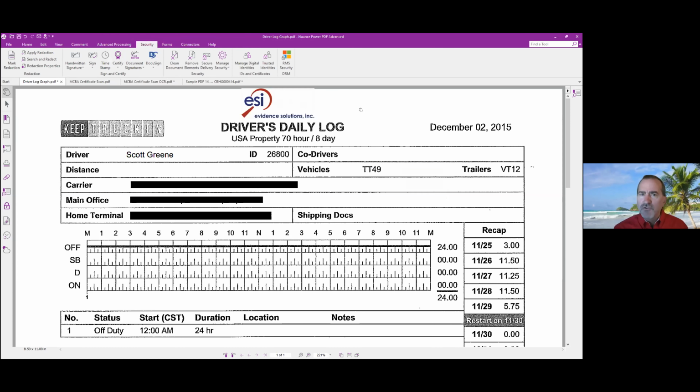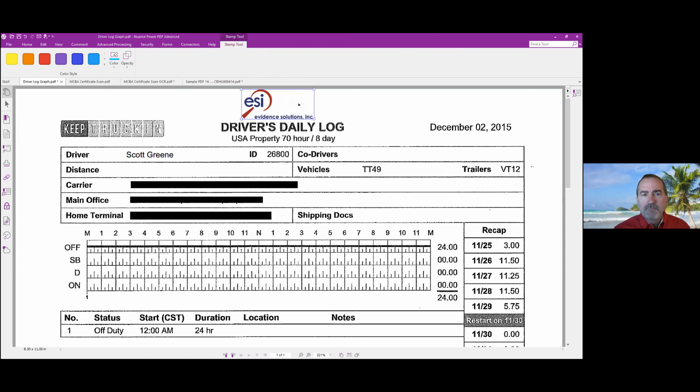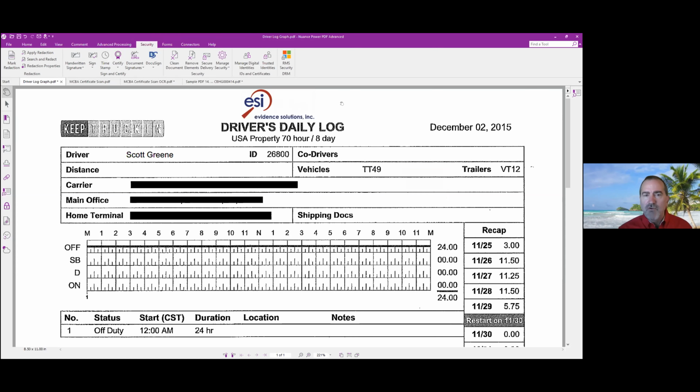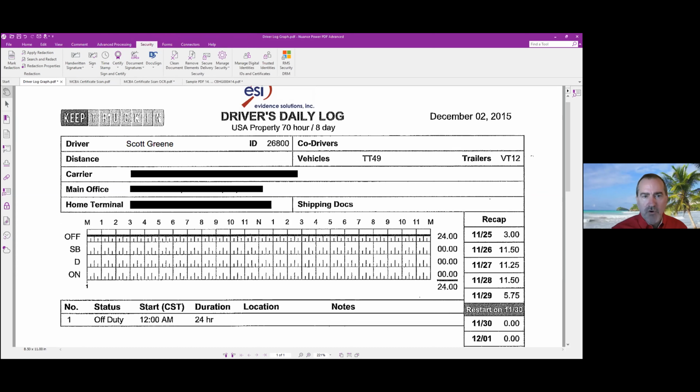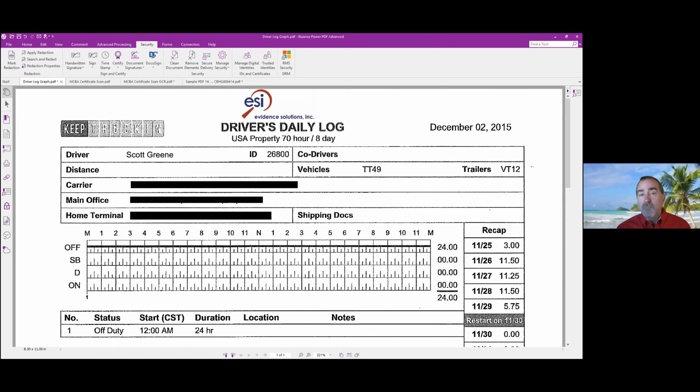Of course, you can do OCR and you can have it actually create images that are embedded in an OCR document and find those. But generally speaking, they're going to be pretty static. In other words, I'm not going to be able to move this Keep Trucking logo around because it's actually part of something that got printed.